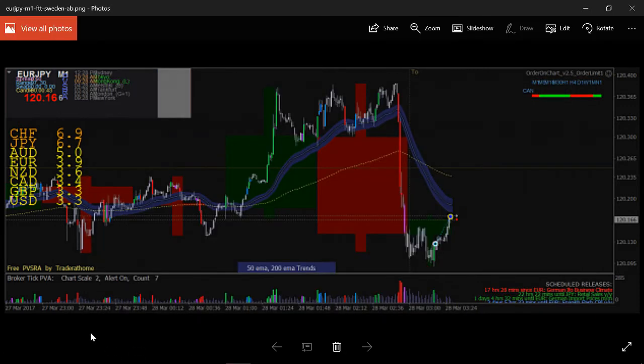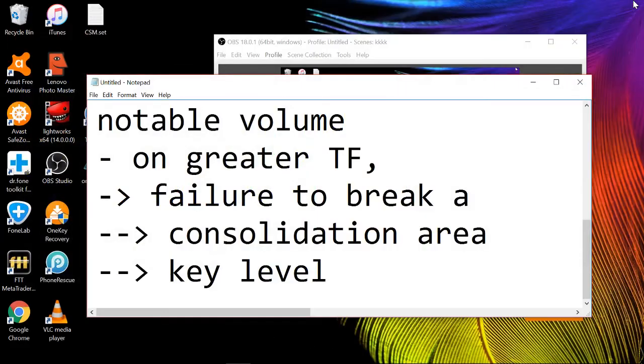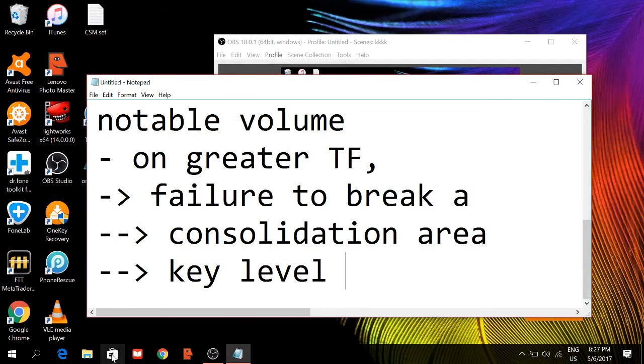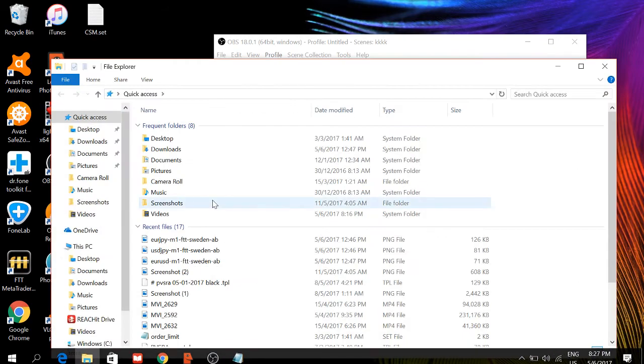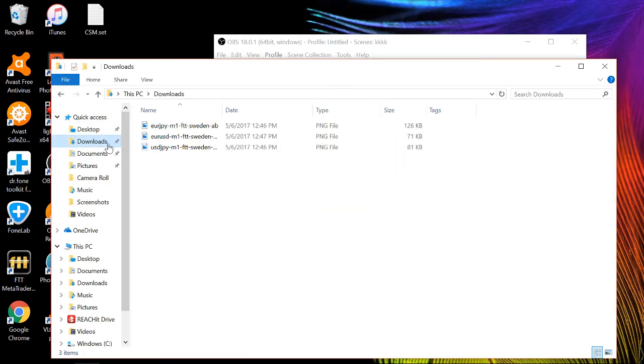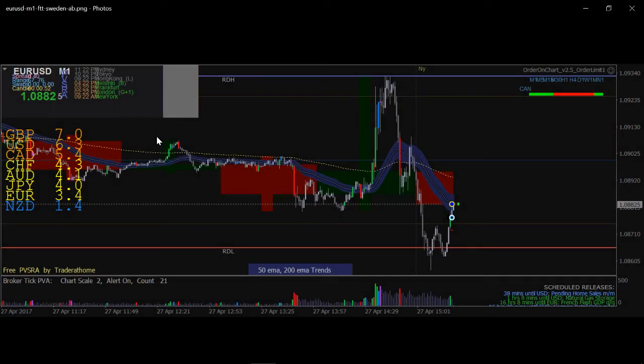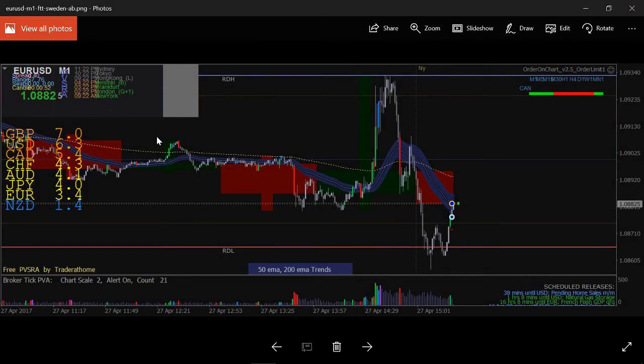So here is one example. Another very good example. Let's see if we can find another one. All right, here is a very good example.